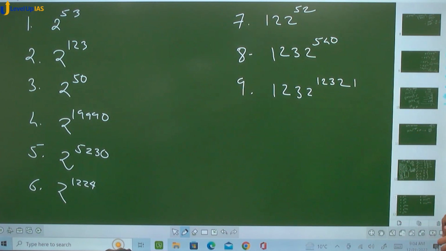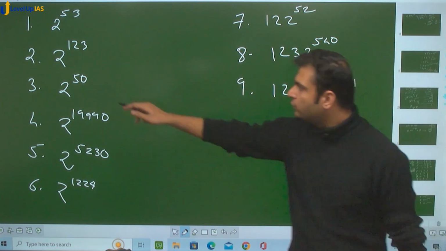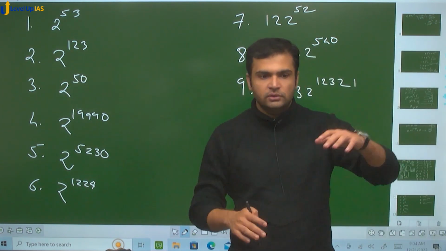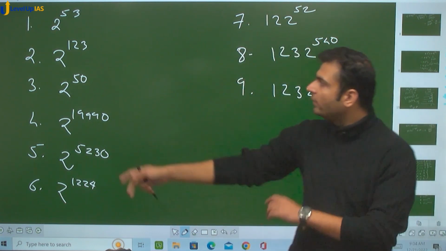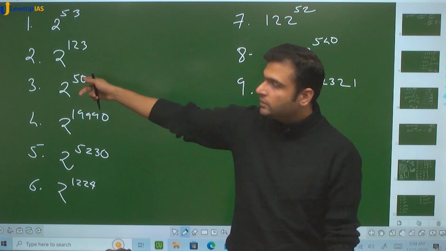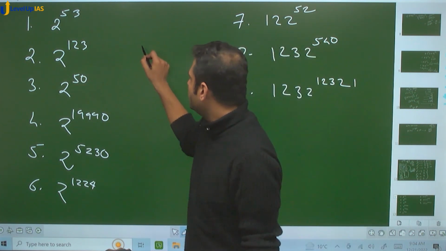The rule is, when we want to find the units place of any power of 2, the last digits get repeated in brackets of 4. So we divide whatever the power is by 4 and find the remainder.